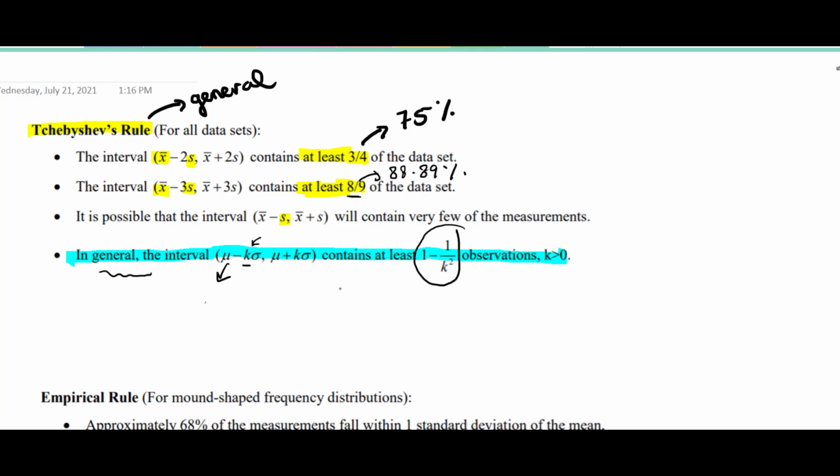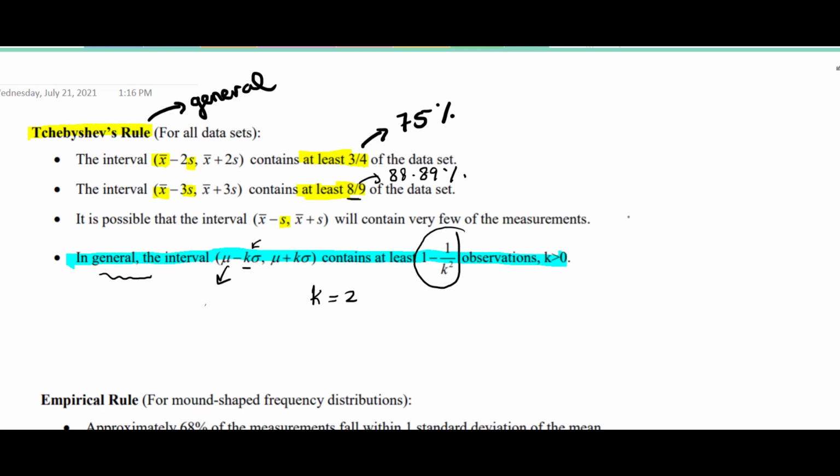So basically it says that if you have k and you have mu and you have sigma, you can easily tell the at least what percentage lies between this interval. We're going to put this into practice in just a minute, but this is a very important rule to talk about. For this rule to be applicable, k also has to be greater than 1. Why? Because if you plug in 1 over here, it's going to be 1 minus 1, which is 0. So you're saying that this interval contains at least 0 observations, which is very useless information. So starting from 2, you can really tell.